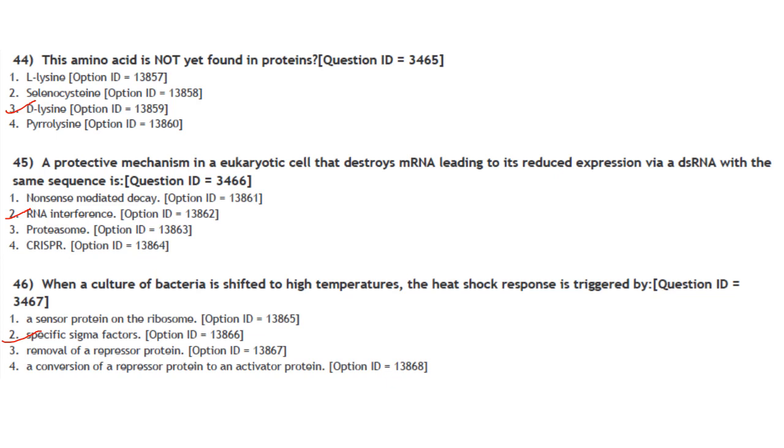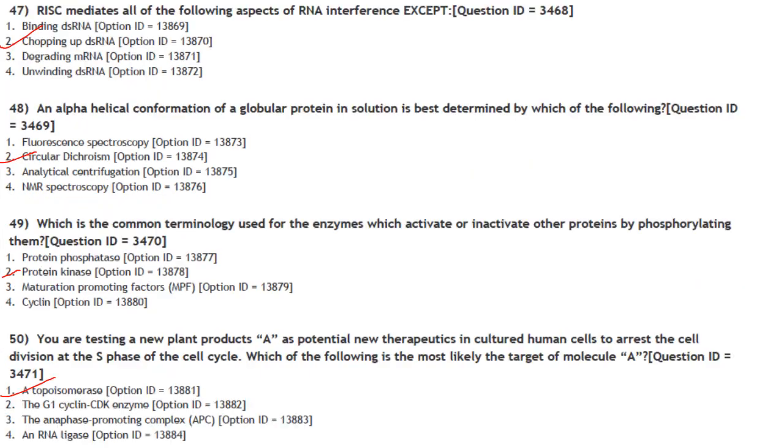Then the protective mechanism in a eukaryotic cell that destroys mRNA, leading to its reduced expression via a double-stranded RNA with the same sequences. It is known as RNA interference. Answer is option 2. When a culture of bacteria is shifted to high temperatures, the heat shock response is triggered by. So immediately upon temperature upshift, the cellular level of sigma 32, responsible for transcription of heat shock protein, increases rapidly and transiently. So the answer is specific sigma factors. Answer is option 2. The next one.